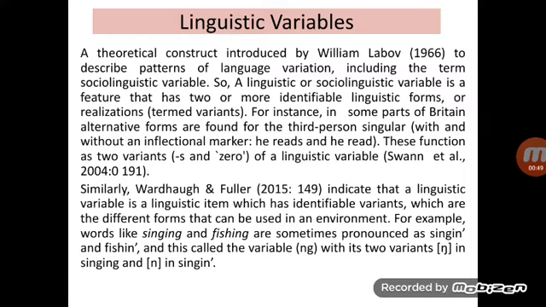Similarly, Wardhaugh and Fuller 2015 indicate that a linguistic variable is a linguistic item which has identifiable variants, which are the different forms that can be used in an environment. For example, words like singing and fishing are sometimes pronounced as singin' and fishin'. This is called the variable ing, with its two variants, ing in singing and in in singin'.